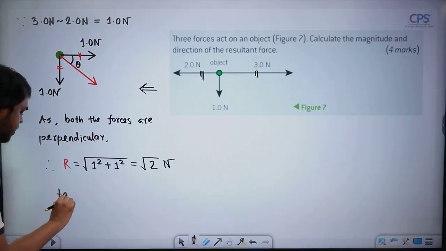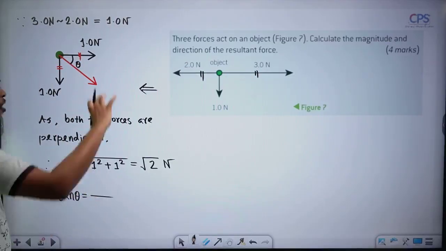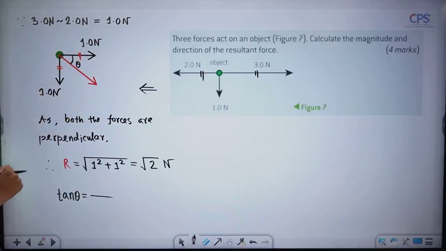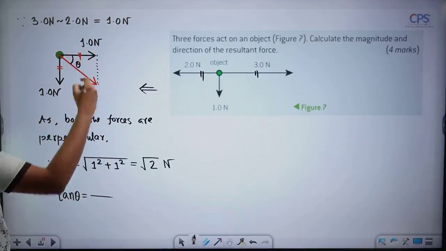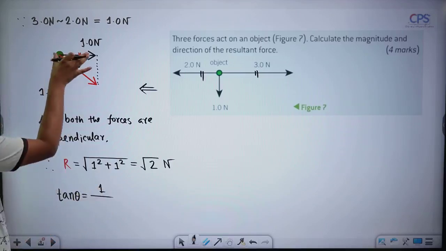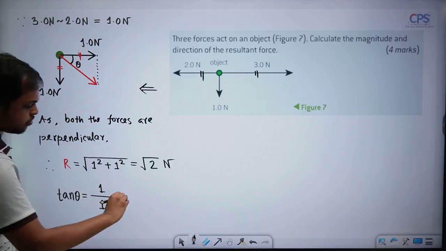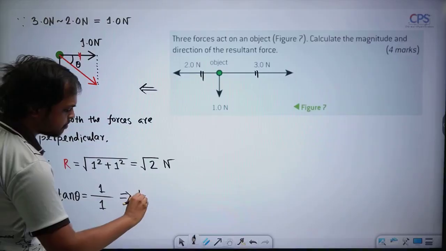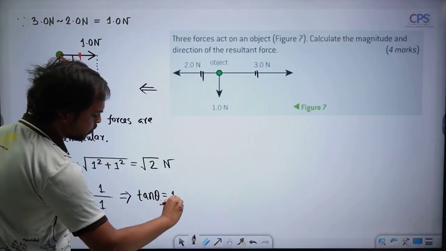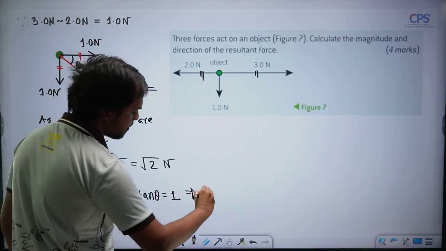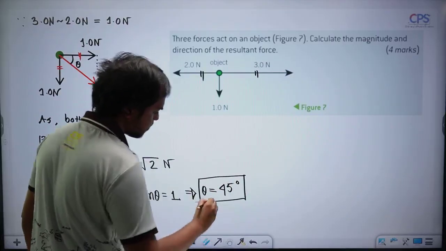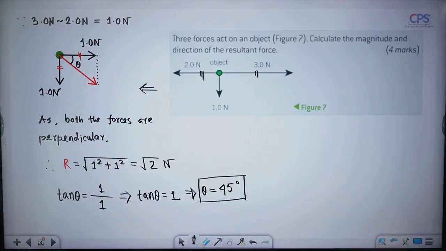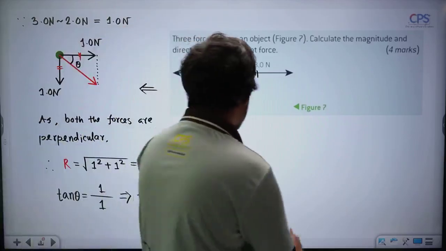So tangent of theta means the opposite divided by the adjacent. The opposite will be 1 Newton as well, and the adjacent is 1 Newton. So tangent of theta equals 1, or theta equals tan inverse 1, or 45 degrees. So this is the answer.